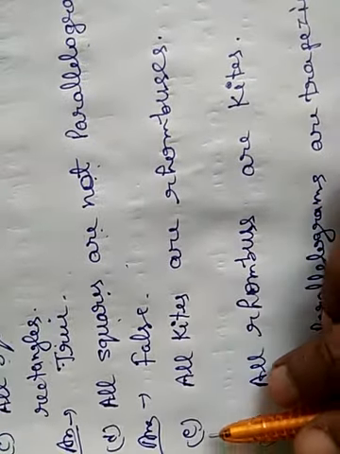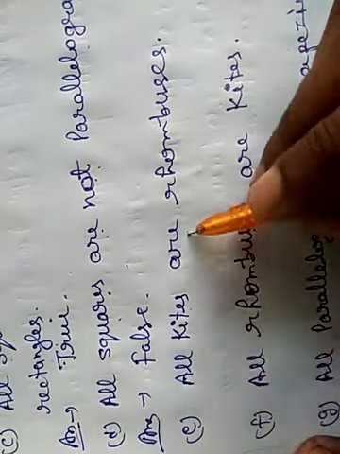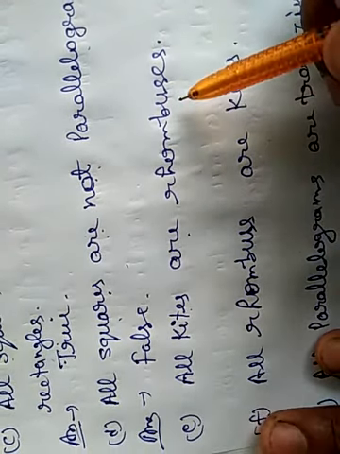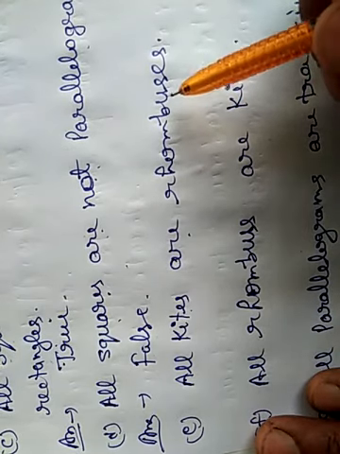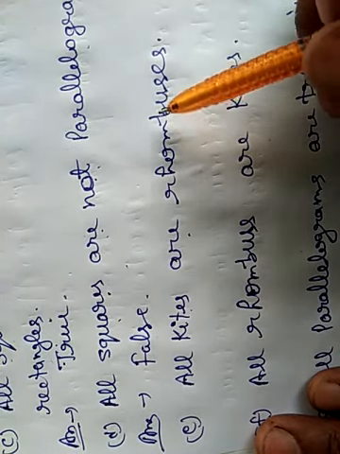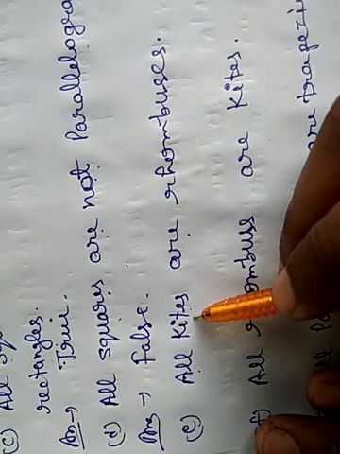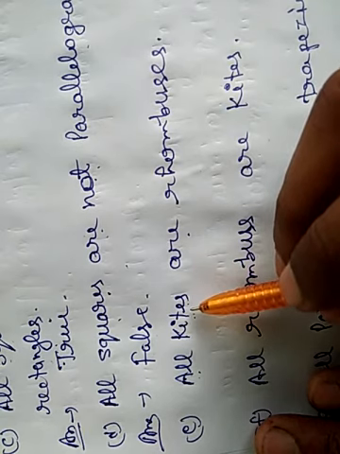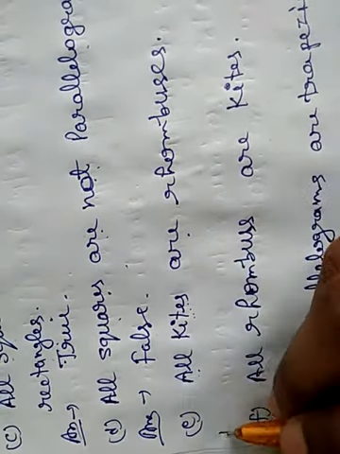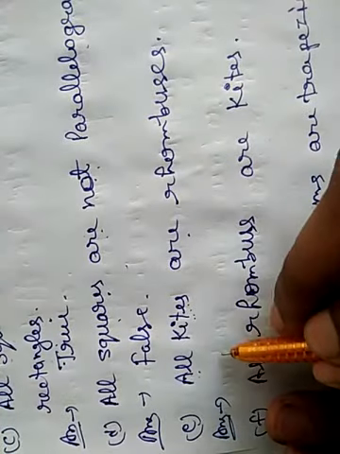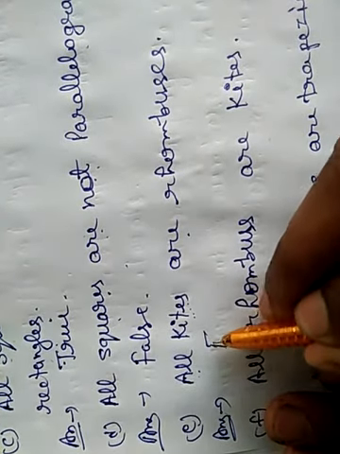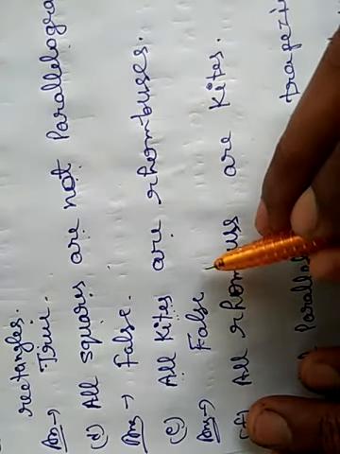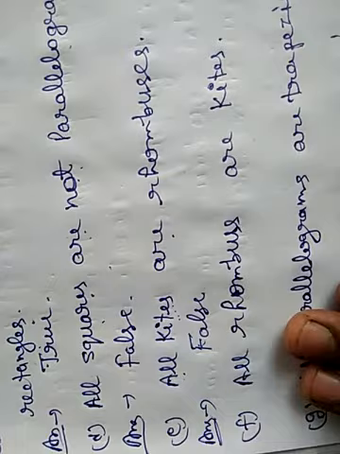Next part E: all kites are rhombus. In a rhombus, opposite sides are equal and all sides are equal. But in kites, not every side is equal. So this is false. In a kite, only adjacent sides are equal.